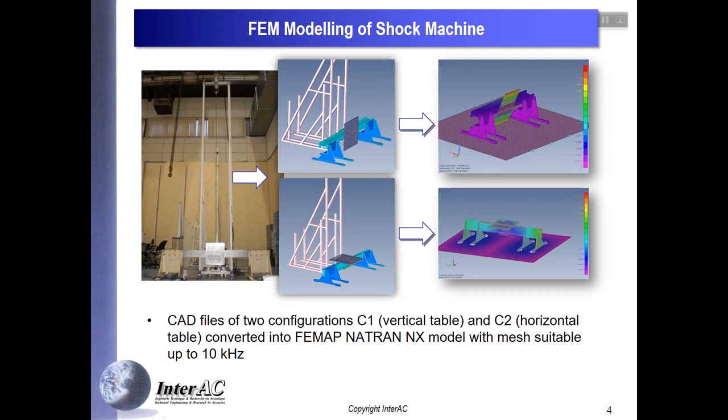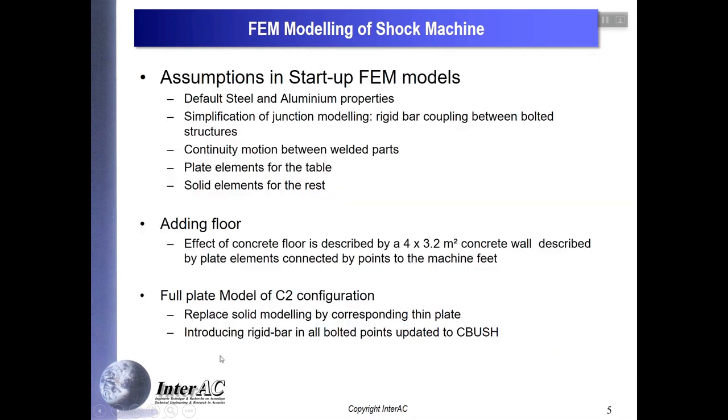This machine in brief has been built from scratch from a CAD file in two configurations, and in this presentation we will analyze the model of the configuration where the table is horizontal. In that case the shock is applied in the in-plane direction, so it's more difficult for an SEA model to handle this situation. And you can see from the FEM calculation two different modes, fundamental modes of the system. And the mesh was built for working up to 10K.